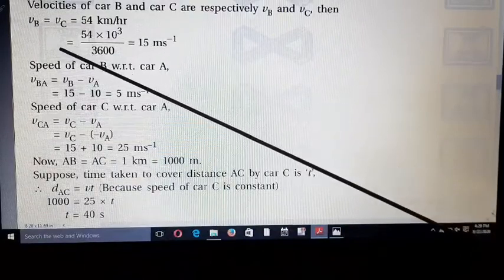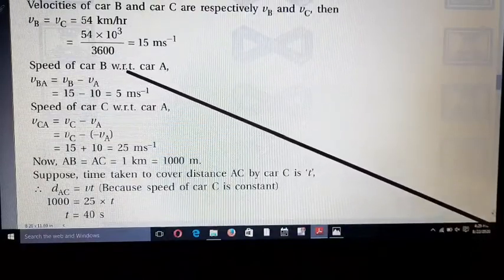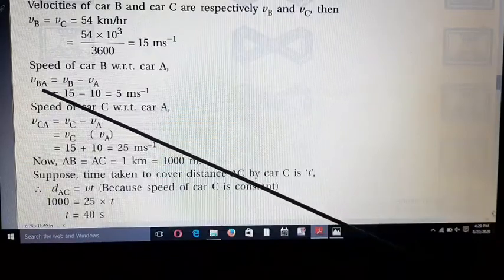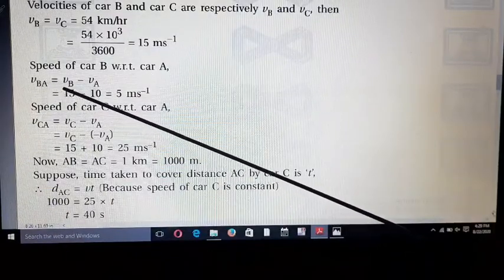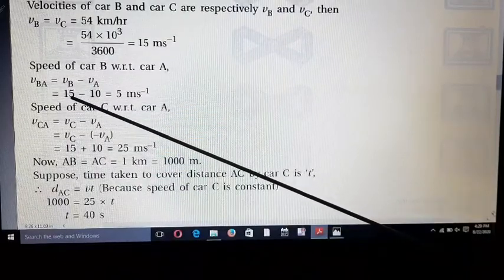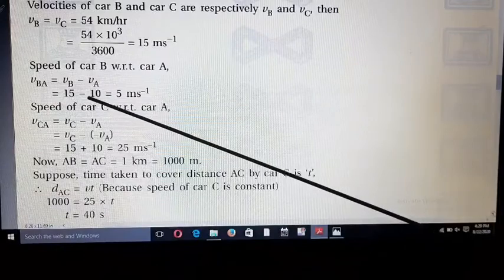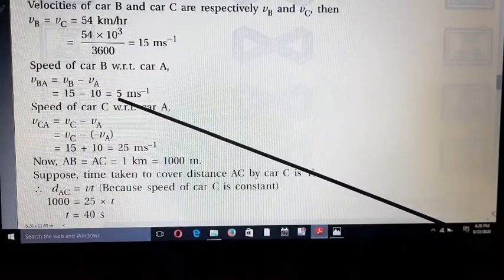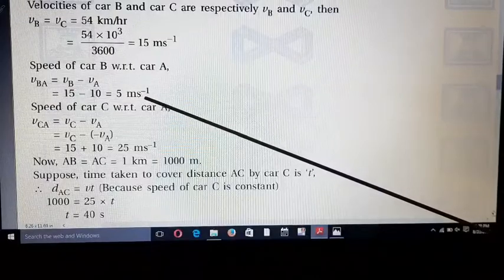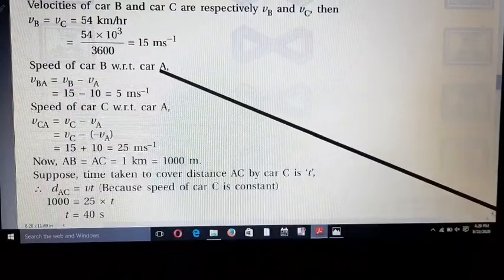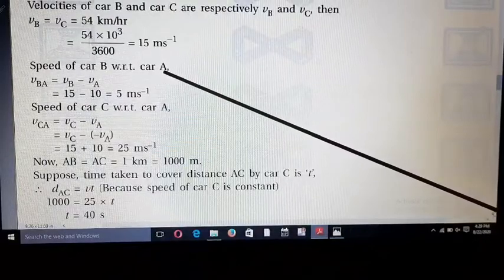Okay, the velocity of car B with respect to car A, VBA, is equal to VB minus VA. VB is equal to 15 meter per second and VA is equal to 10 meter per second. So we get the answer 5 meter per second. And car B and car A are both in the same direction.